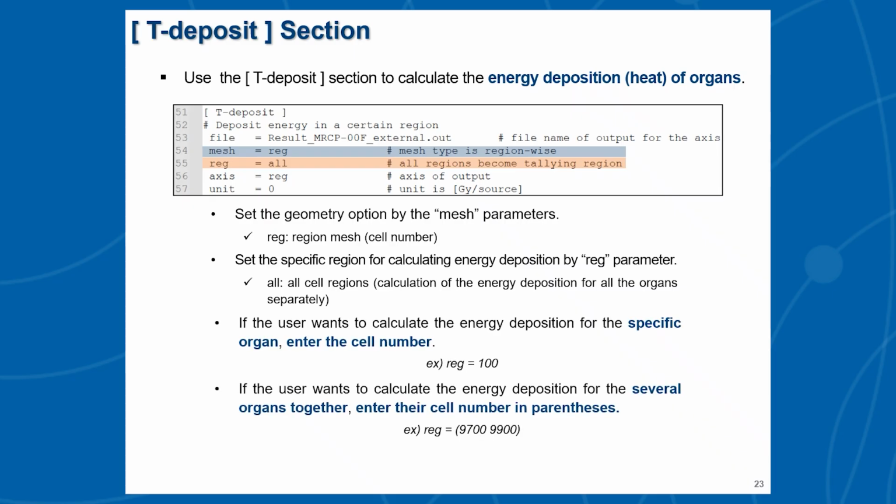If you are interested in only a specific organ, you can also type the cell number. If you want to calculate the energy deposition for several organs together, you can type several organ IDs in the parentheses.